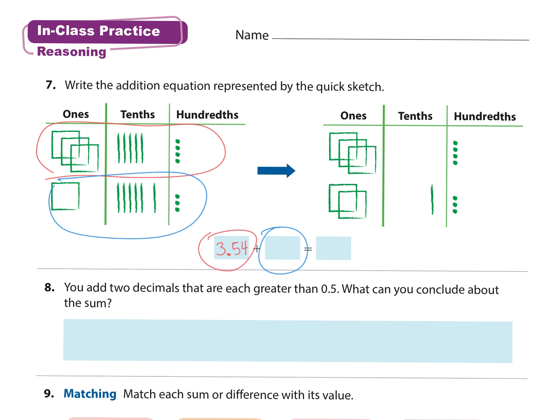3.54. Does everybody see how I pieced that together? I take the 3 wholes, that's where I got the 3 from, the 5 tenths, that's why I put the 5 in the tenths place, and then the 4 hundredths in the hundredths place. Okay, now I'm going to do my second addend. That's this part. So what's that number going to be?